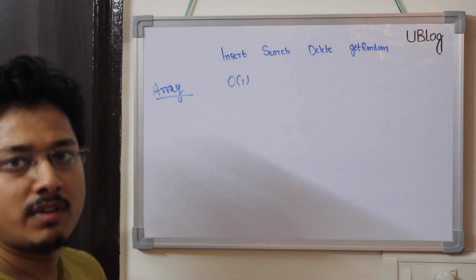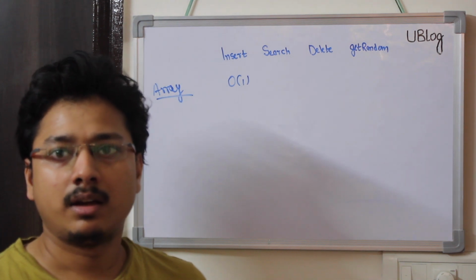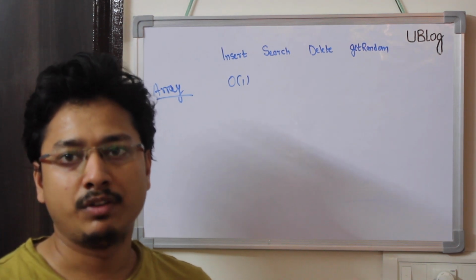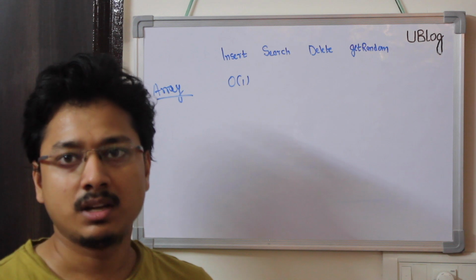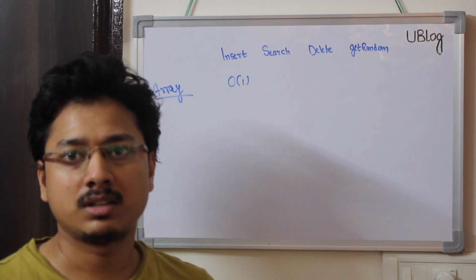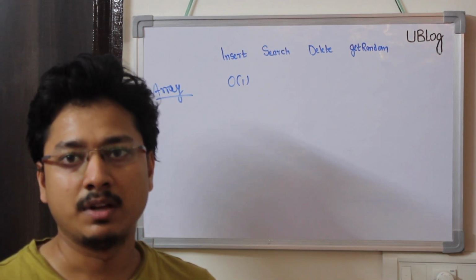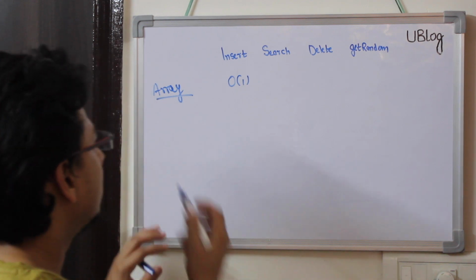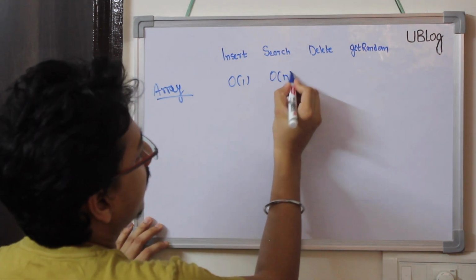The search: whenever we need to search for an element in the array, we need to go through all the elements, iterate over all the elements and then match. There is no way we can search for an element in O(1) constant time. So we always need linear time. So the search in an array is linear time.